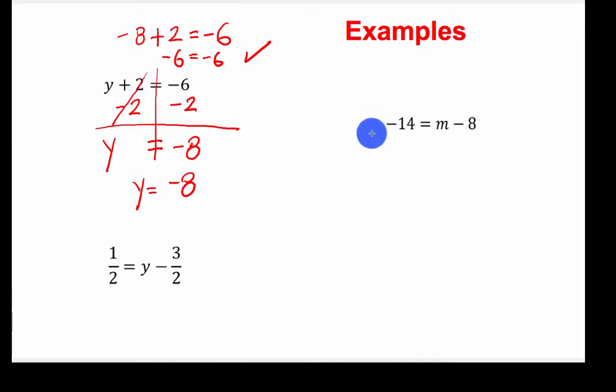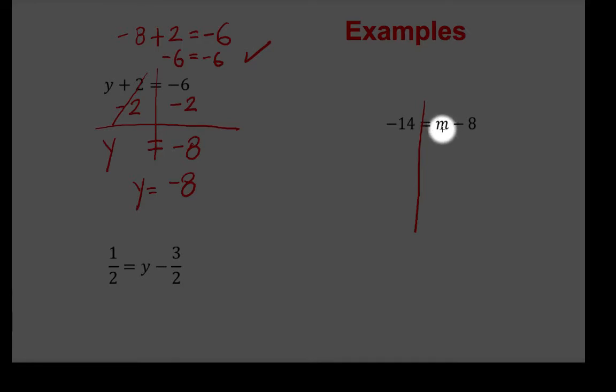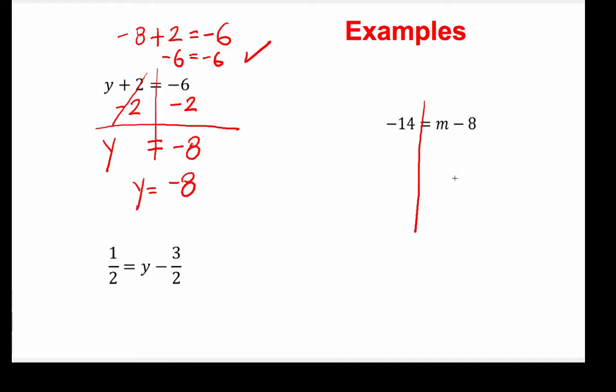All right, let's go over here to the right. Negative 14 equals m minus 8. So here I'll split my equation in 2 parts, 2 equal sides. Here's my variable that I'm trying to isolate, m, and I'm subtracting 8 from m. So the opposite, or the inverse, of that is to add 8. So I will add 8 to both sides of my equation.